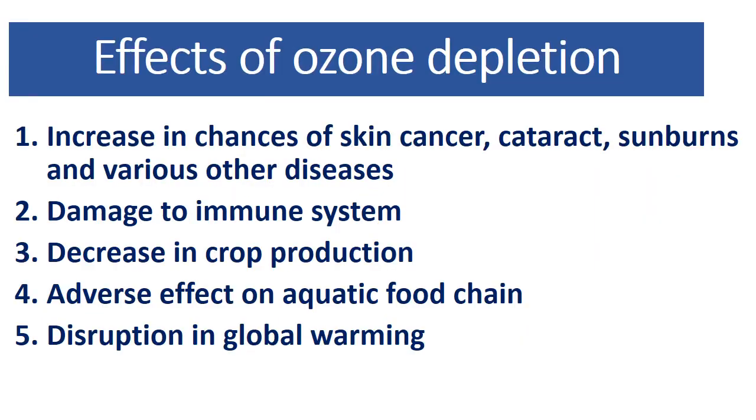And what are the effects of this depletion of the ozone layer? Increase in chances of skin cancer, cataract, sunburns, and various other diseases. Second is damage to the immune system. Third is decrease in crop production. Fourth is adverse effects on the aquatic food chain. And fifth is disruption in global warming. So these are the effects of ozone depletion. So this ends the whole chapter.